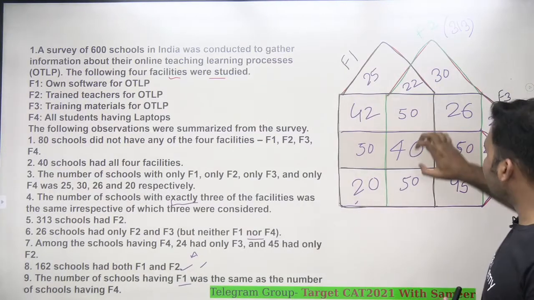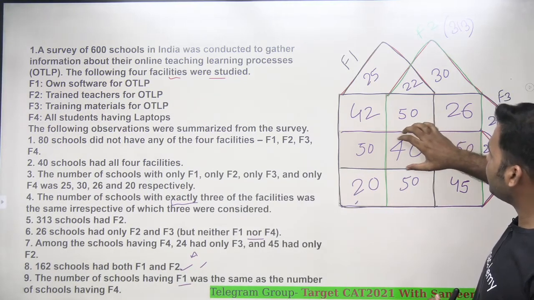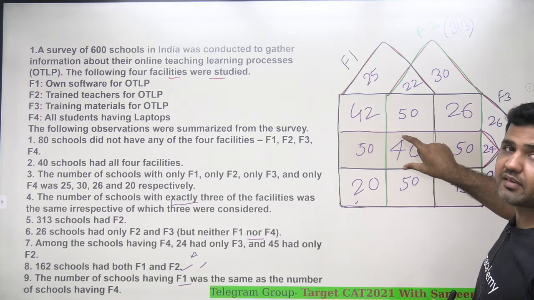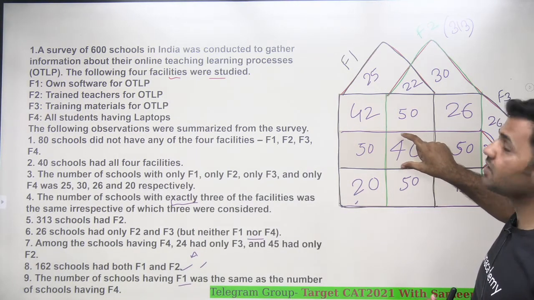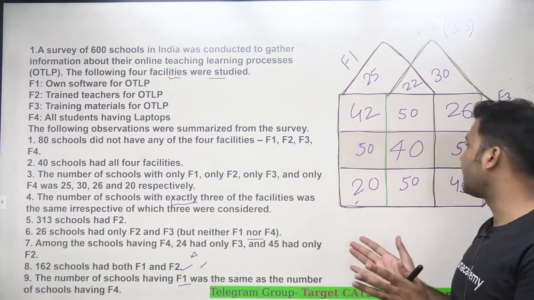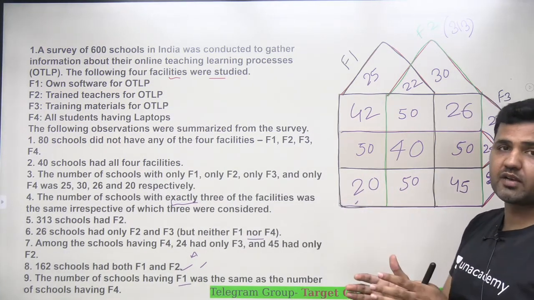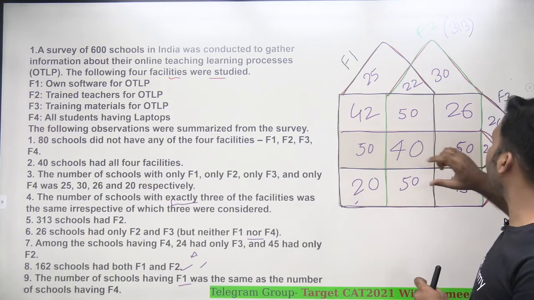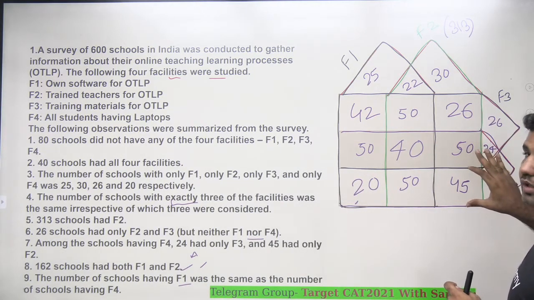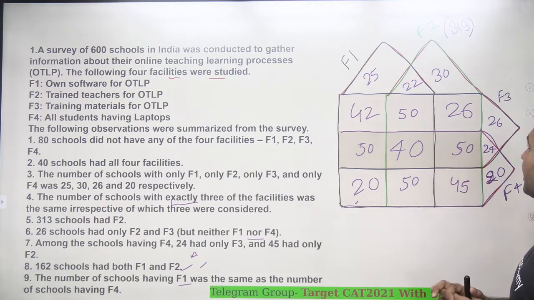Now, you see that this particular cell is an intersection of F2 and F4. Yes, but it also has F1 and F3. Do I need to include it in my answer? Yes, because it has F2 and F4. In addition, it has F1 and F3, but as the question says, it's not F2 and F4 only. So it has F2 and F4. This cell is also having F2 and F4. This cell is also having F2 and F4.